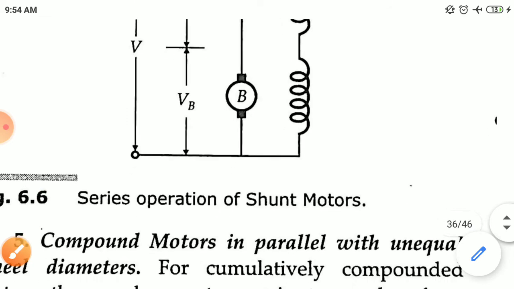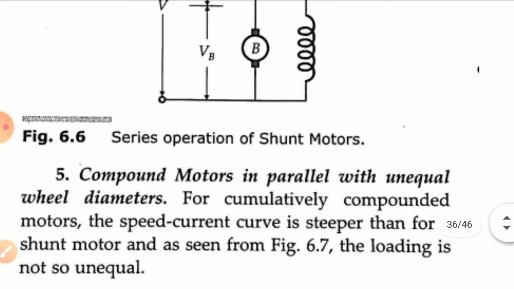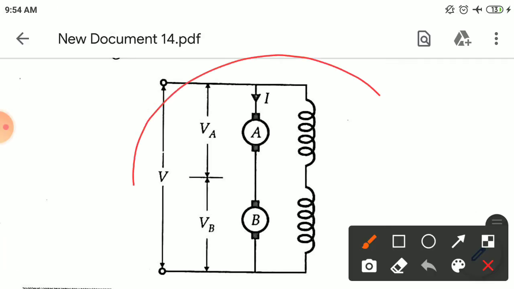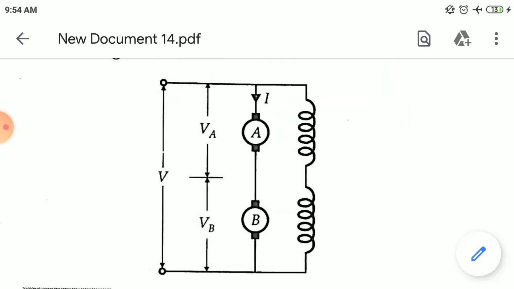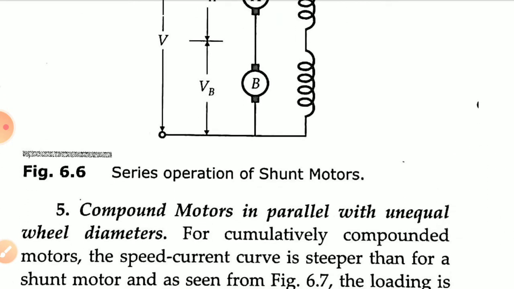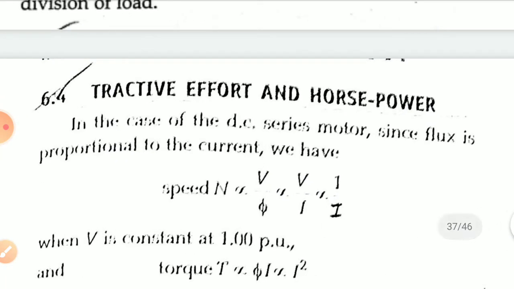Another way of operating is compound motors in parallel, with unequal wheel diameters. So compound motors can also be used with unequal wheel diameter. So that's about the different operations: series operation, parallel operation, compound operation of the different motors. Whatever motors we are using, whether DC series motor or DC shunt motor, it varies based on the operation. Based on the requirements, they choose series operation or parallel operation. Next is the tractive effort and the horsepower.